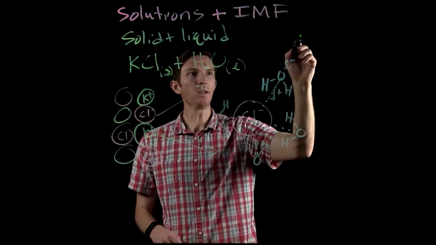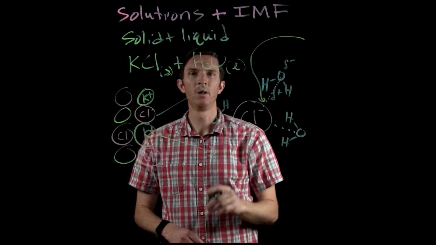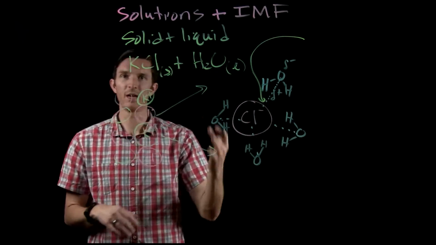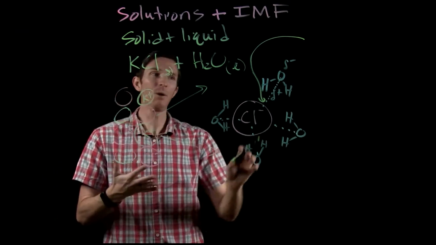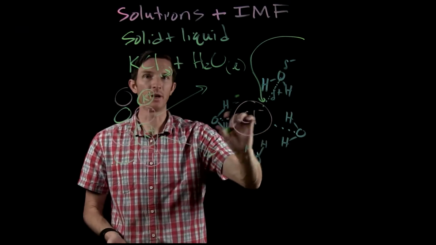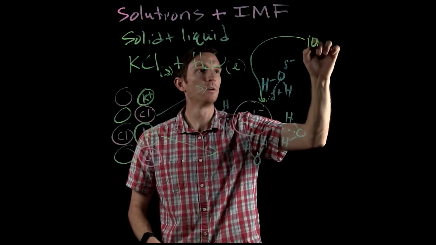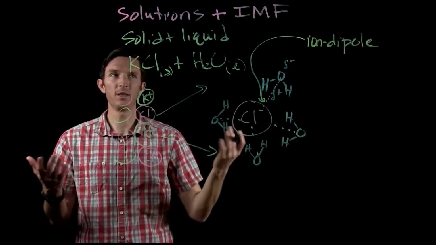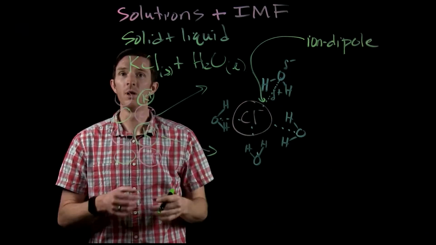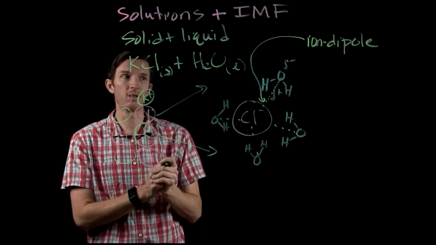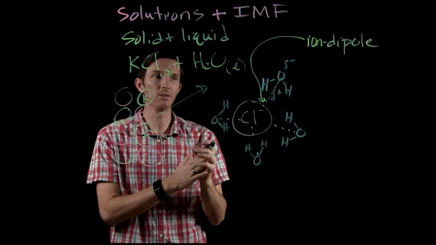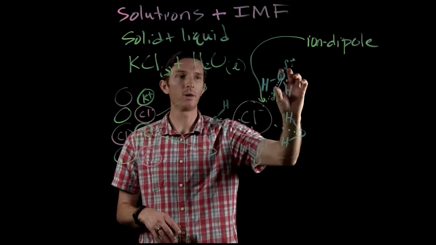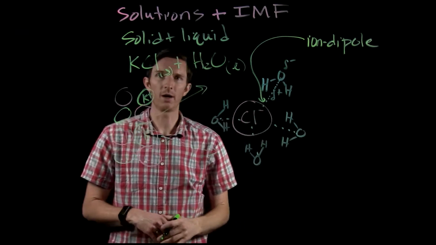Well, this attraction is not any kind of intermolecular force that we've talked about. This is not dipole-dipole attraction, hydrogen bonding, or London dispersion, because now we have a dipole interacting with an ion. So we call this ion-dipole attractions, right? Just look at the name, ion with a dipole. That is a new intermolecular force that we can discuss. So now we have this attractive force between the polar water molecule and the chloride ion.